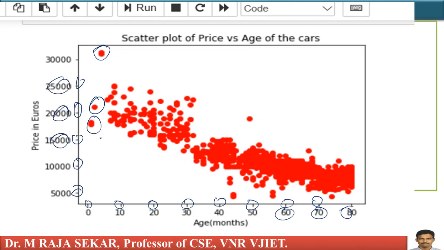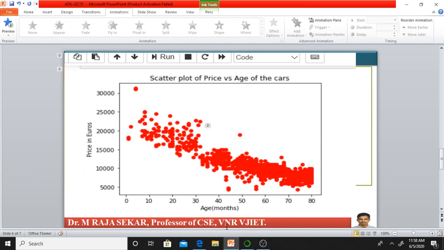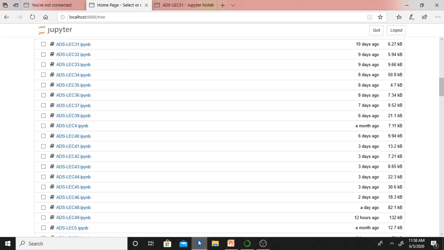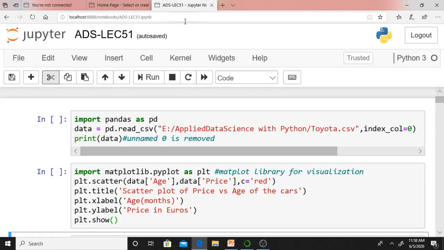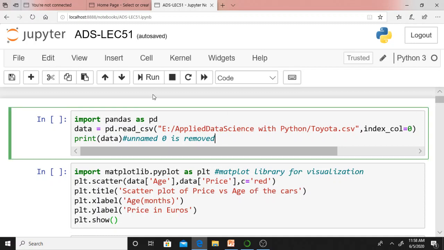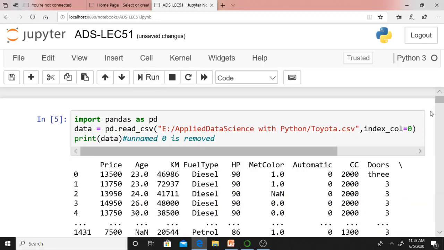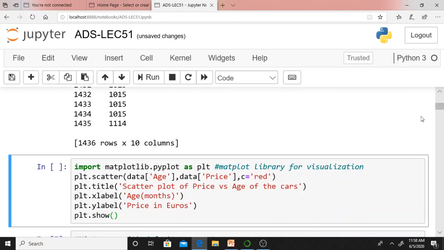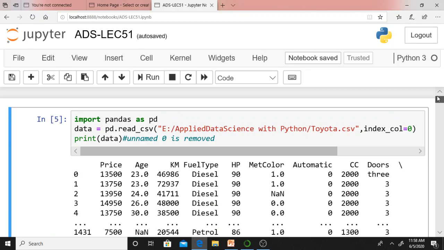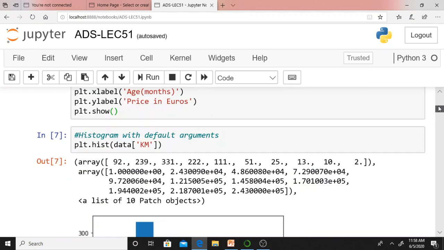Anyway, we will try to understand this by using our Jupyter notebook. Let me go to our Jupyter notebook. There we will try to understand this simple concept. Just see, import pandas as pd, data equals this. I discussed it many times. I am just displaying my data frame. In this data frame, how many rows? There are 1436 rows and 10 columns. This is the description of that particular data frame.